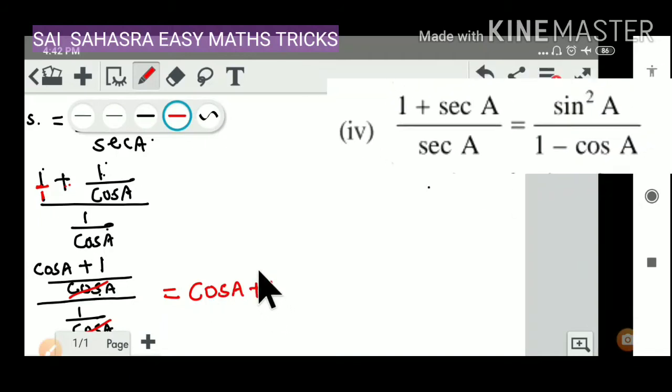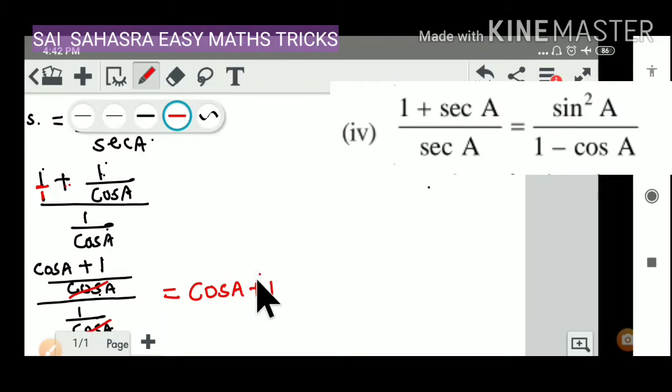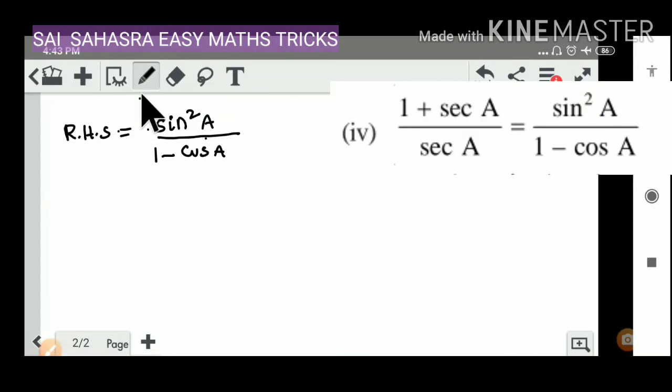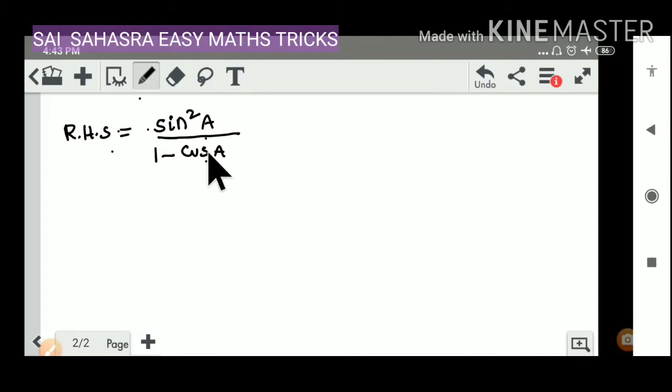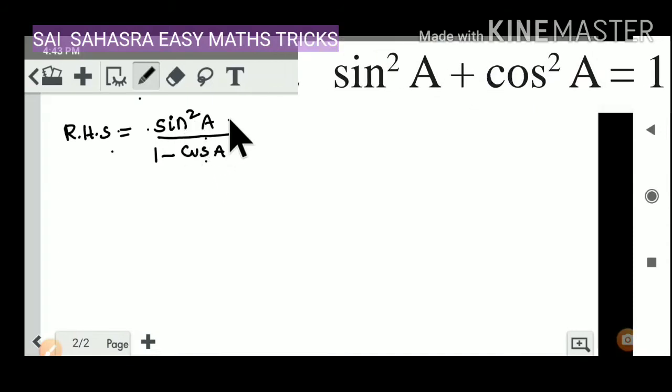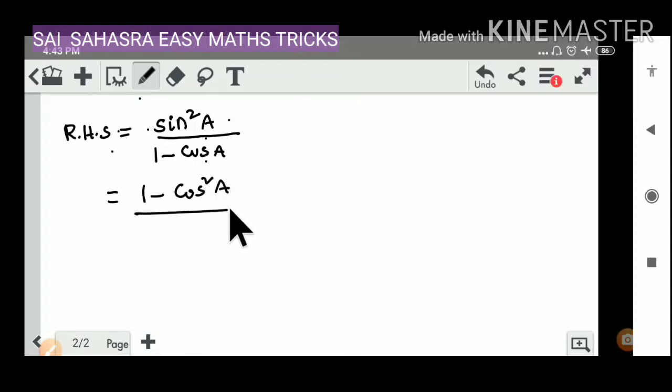This is not our required right hand side. So what we will do now, we will take RHS also separately and we will simplify it. If we are getting the same answer, then we can say that both LHS and RHS are same. Now I am taking right hand side, that is sine square a by 1 minus cos a. We know very well sine square a plus cos square a is equal to 1. From that we can write sine square a is equal to 1 minus cos square a, in the denominator 1 minus cos a as it is we have to write.